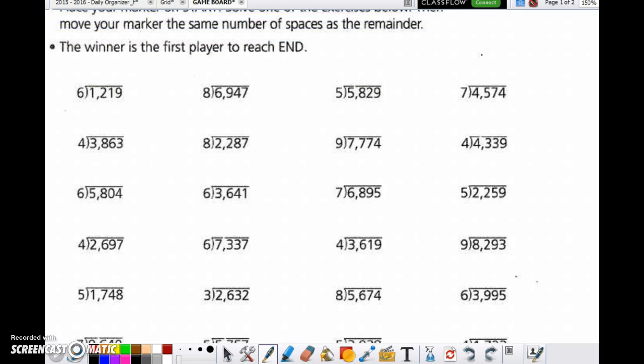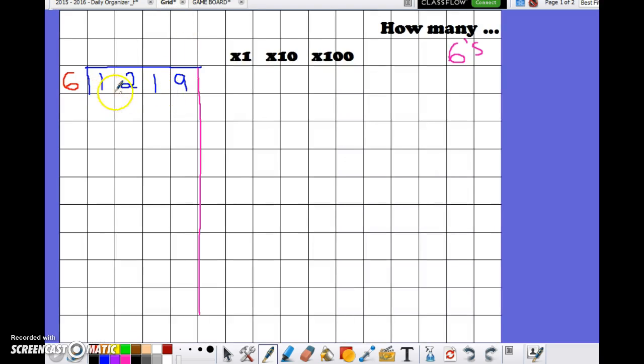The first thing I need to do is look at any one of these problems and select one I'm going to do. Then, on a separate grid paper or on your whiteboard, set up the problem, 1,219 divided by 6. Remember, I'm asking myself over here how many 6s by using multiplication, either by 1, multiply by 10, or multiply by 100. And underneath the dividend, I will be subtracting. The only way I understand what I'm subtracting is if I know what to multiply first. So that is where we'll begin.